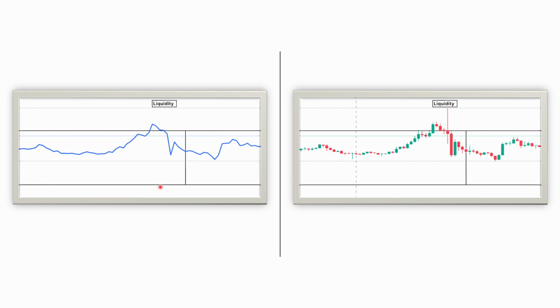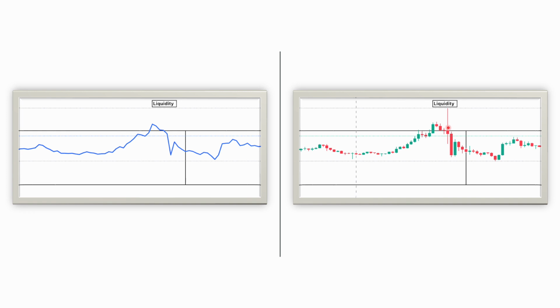This is a chart example. This is the BNB chart. Look at the difference between the line chart and the candlestick chart. You see, this candle here has a wick which is higher than this high. But when we are discussing market structure, I don't consider the wicks.